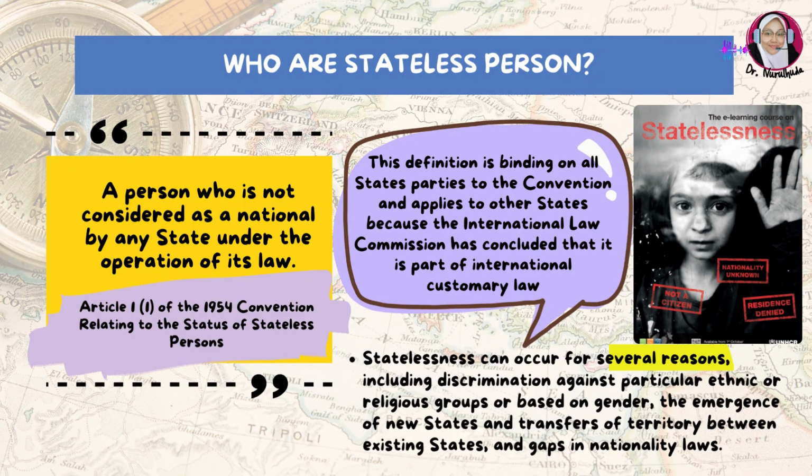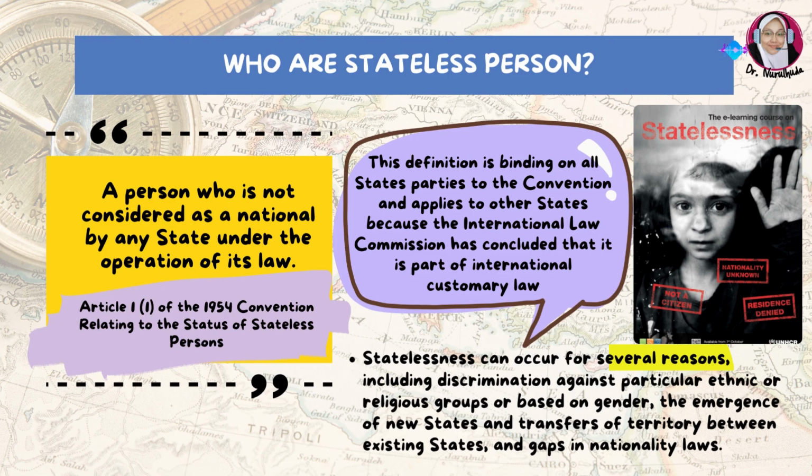Right. Next, who is a stateless person? How is it different from refugees, asylum seekers, and internally displaced persons? All right. A stateless person is a person who is not considered a national by any state under the operation of its laws. You can read Article 1, Clause 1 of the 1954 Convention relating to the status of stateless persons. This definition is binding on all states parties to the convention and applies to other states because the International Law Commission has concluded that it is part of international customary law.